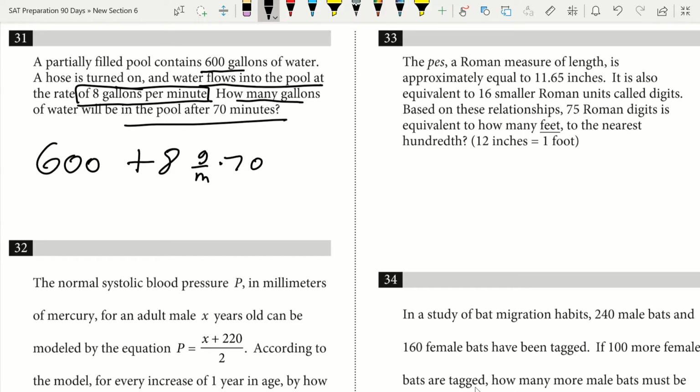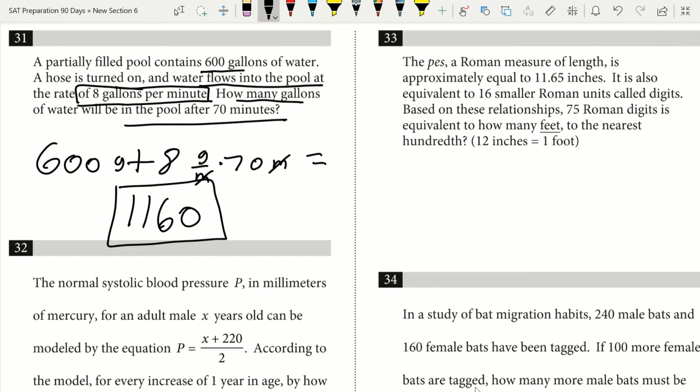So we have to multiply by 70 minutes. We see our minutes are going to cancel. We have 600 gallons, so I'll put a G there. Now we do 600 plus 8 times 70. We'll plug that into our calculator, 600 plus 8 times 70, and that's going to give us 1160. So our answer there is going to be 1160. That's how many gallons we're going to have.